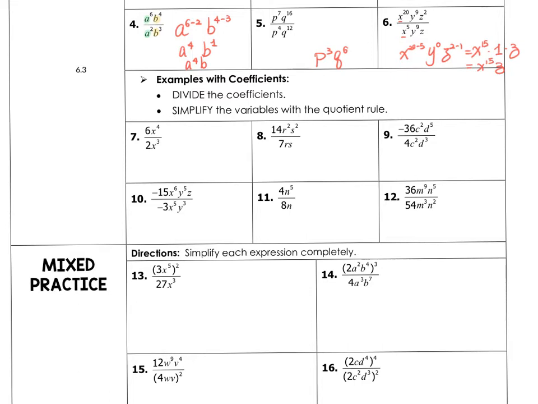6 divided by 2 is 3. X to the fourth over x to the third, 4 minus 3. So my final answer is 3x. 14 divided by 7 is 2. R, 2 minus 1. S, 2 minus 1. So my final answer is 2RS.